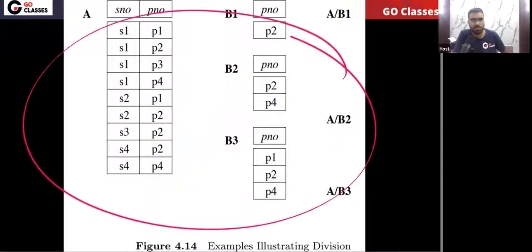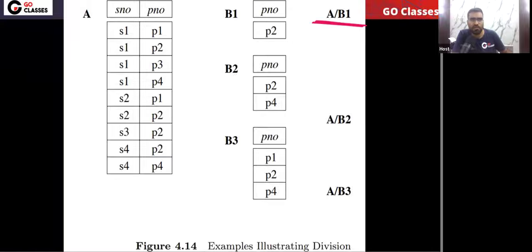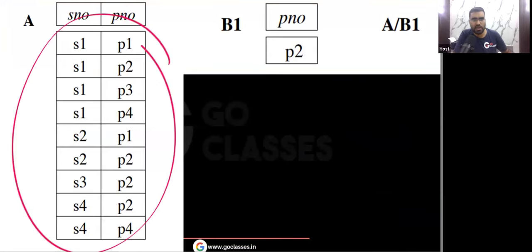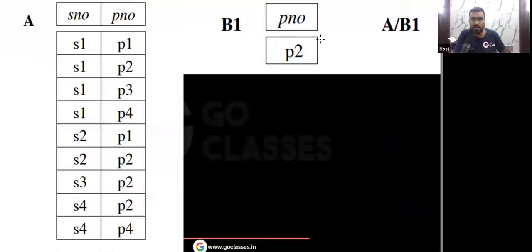Okay. So let's see these examples. These three examples we will see. We will find A divided by B1, A divided by B2, A divided by B3. Okay, so let's see all of them. First, let me see A divided by B1. So this is your A and this is B1. First of all, you tell me, is this allowed? Is this valid? Let me know.